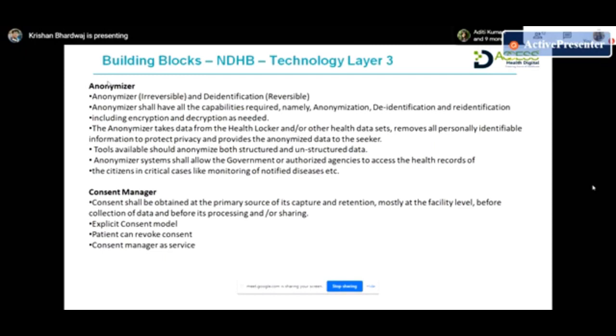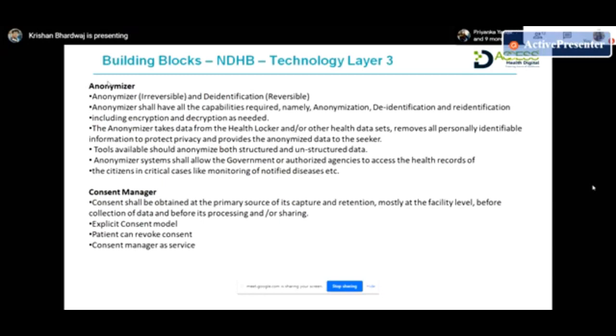NDHP only allows other acts to take over the data when those acts allow. NDHP doesn't say that allowed or not allowed. Similarly, Data Protection Act doesn't say that allowed or not allowed. It leaves it to the other acts. Like in the current situation, it is the Epidemiology Act, which clearly gives sweeping rights to the government.